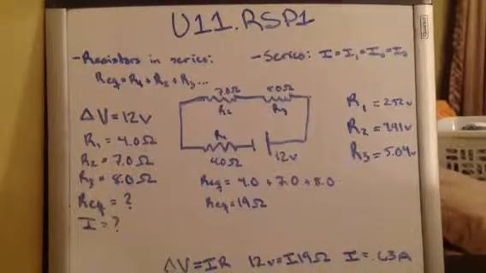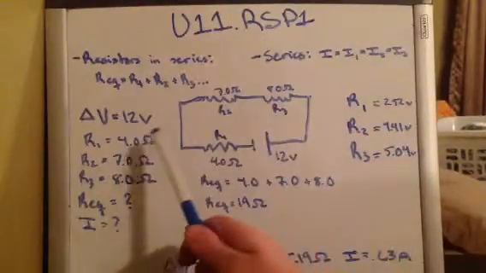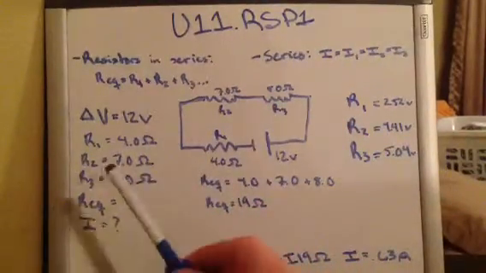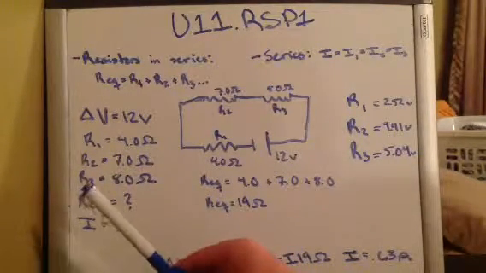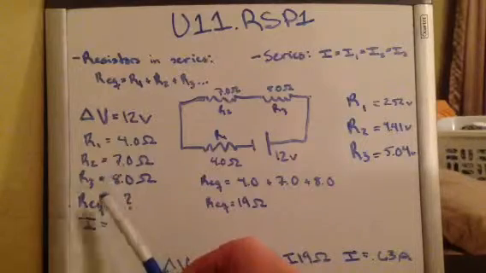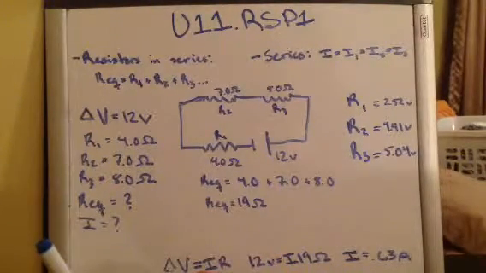So in this problem we are given the potential difference is 12 volts. The resistance in the first resistor is 4 ohms, the resistance in the second resistor is 7 ohms, and the resistance in the third resistor is 8 ohms. We need to find the equivalent resistance, the current, and the potential across each resistor.